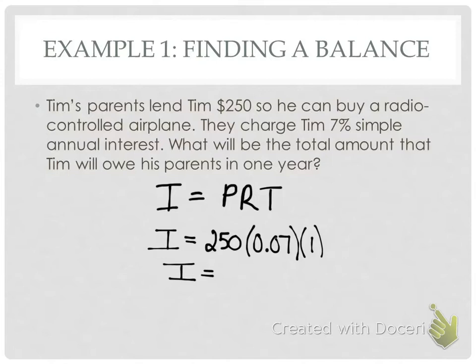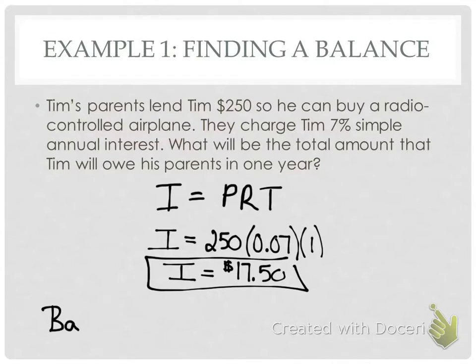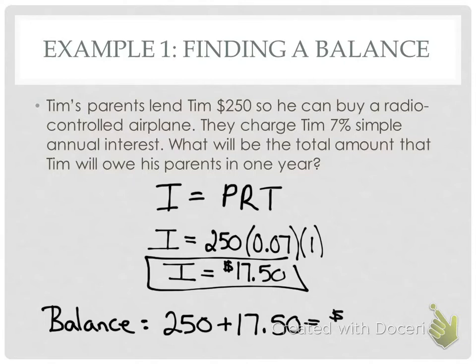All right, anybody find interest? What's my interest? All right, very good. $17.50. So that's my first answer, my interest. Now how do I find my balance? I add my interest back to my original principal amount. So $250 plus $17.50 gives me how much? And 50 cents. So that's going to be my final balance.